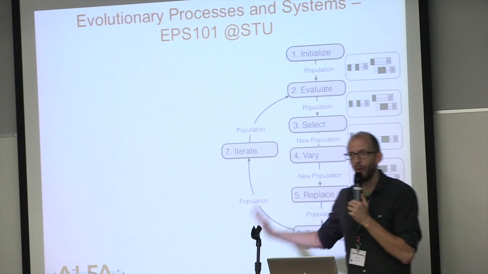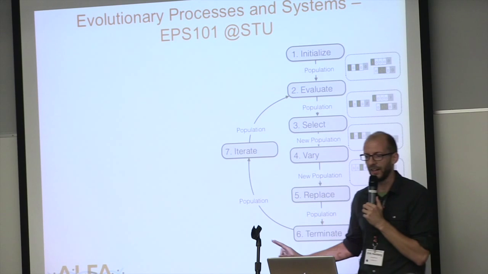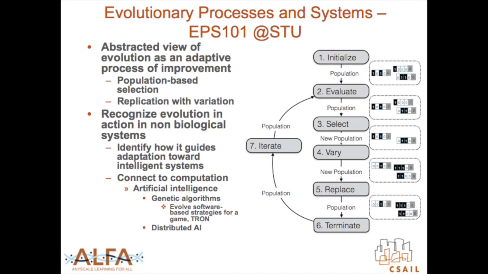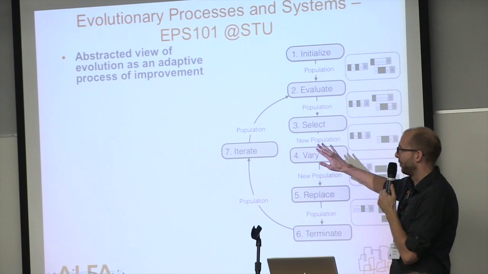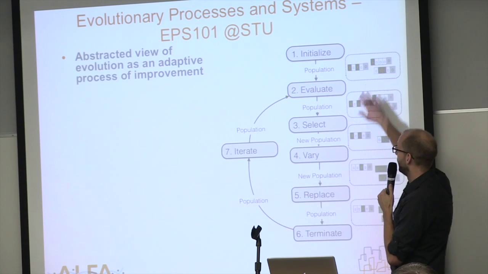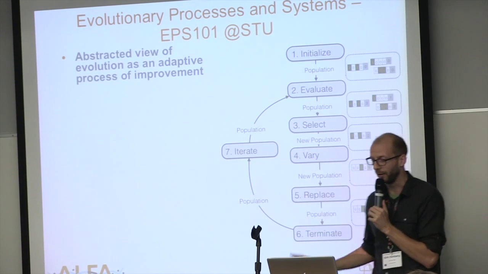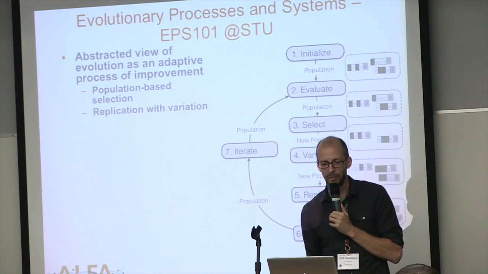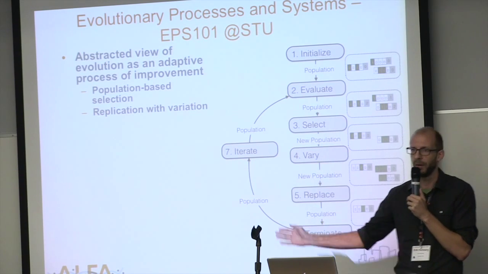I have to show what the course was about, and I'm hoping that in about 2 minutes you'll be able to learn about evolutionary processes and systems. Basically, I always hope that it should be possible. So we're doing an abstract view of evolution as an adaptive process of improvement. Here's just a breakdown of an algorithm of it. I won't go through it. And then we have population-based selection, and you have replication with variation. We see that in biology.